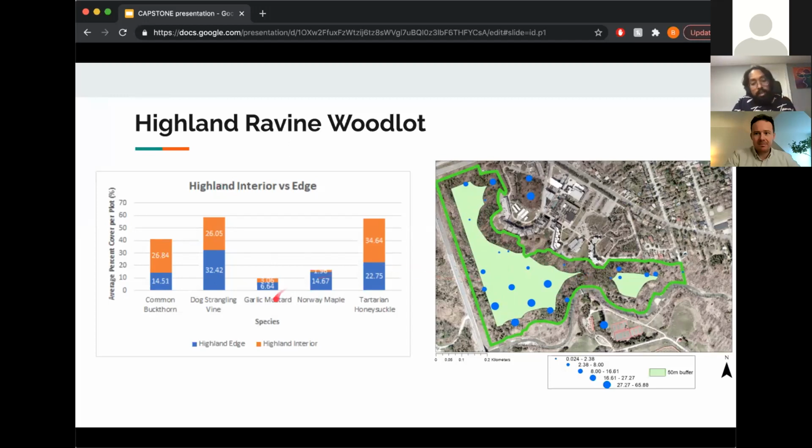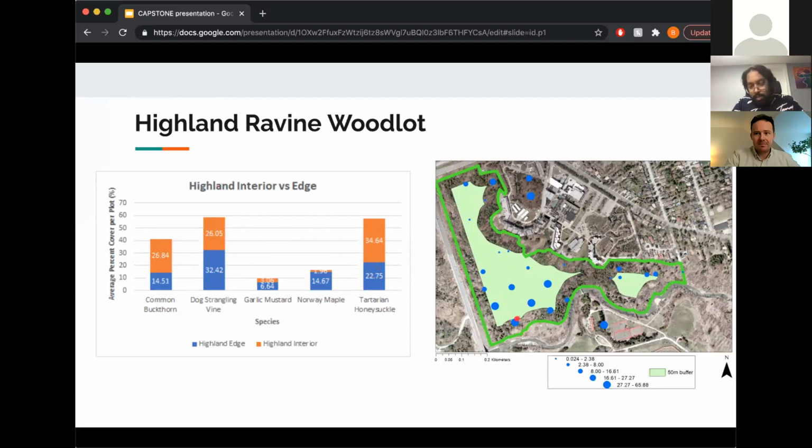The histogram on the left details average percent cover per plot, where you can see, surprisingly actually, that common buckthorn and Tartarian honeysuckle are more prevalent in the forest interior when compared to the edge. DSV is also pretty apparent in the interior, but not as much as the edge, whereas garlic mustard and Norway maple are just more prevalent on the edge.